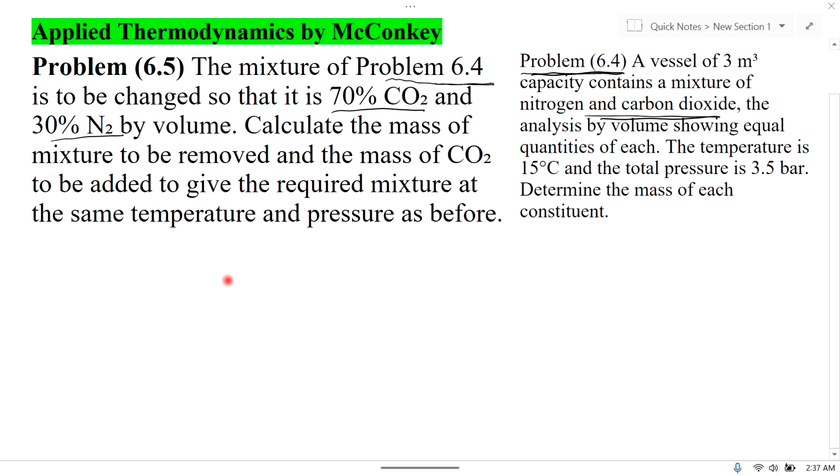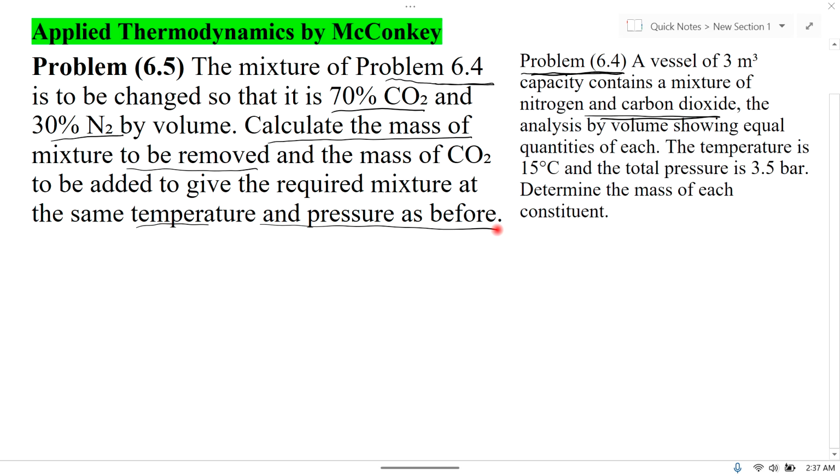So calculate the mass of mixture to be removed and the mass of CO2 to be added. Read this carefully. The mixture will be removed and carbon dioxide will be added to give the required mixture at the same temperature. The required mixture means 70% carbon dioxide and 30% nitrogen by volume, and temperature and pressure will be constant in this.